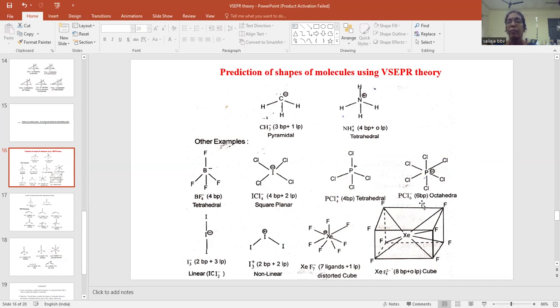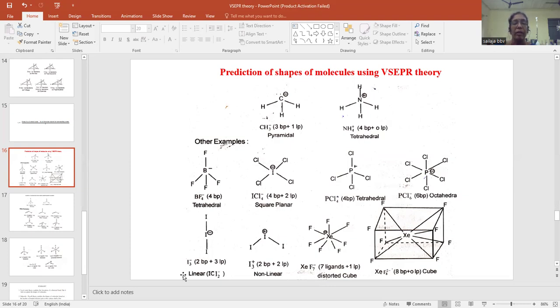Next example, PCl6 minus. Here the central atom phosphorus belongs to group number 5. Since there is a negative charge, we have to add 1 to the group number. Now it will become 6. Since there are 6 surrounding atoms, each one is sharing 1 electron. So 6 minus 6 divided by 2, which is equal to 0. So there are no lone pairs of electrons in PCl6 minus.